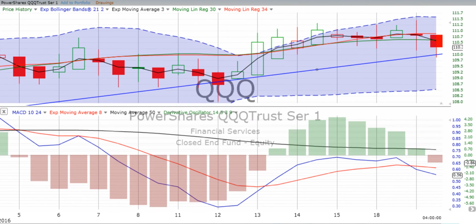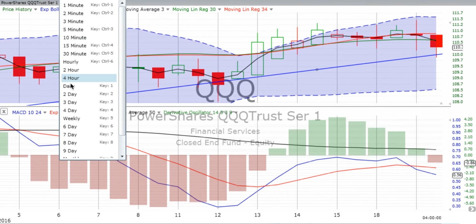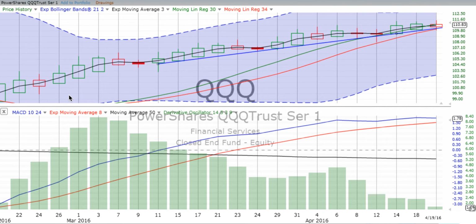Now let's look at the Qs. What is the Qs? It's the QQQ, the cubes, some people call it. It's the NASDAQ 100, the technology stocks. We have a long-running two-day trend line.